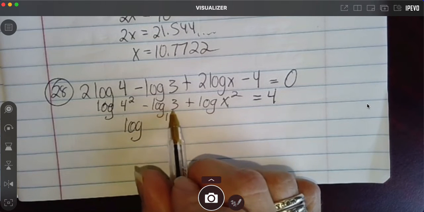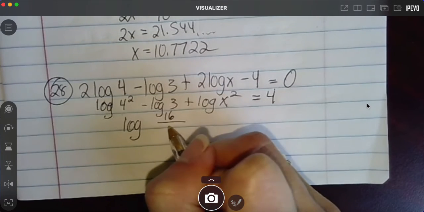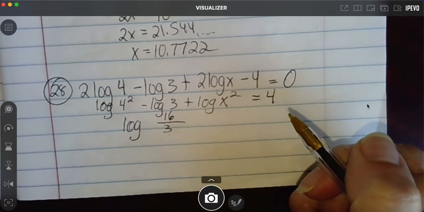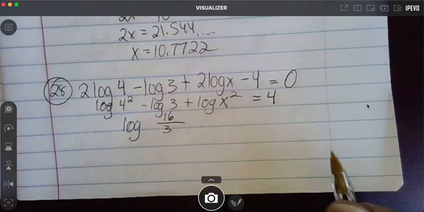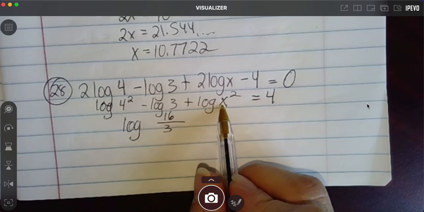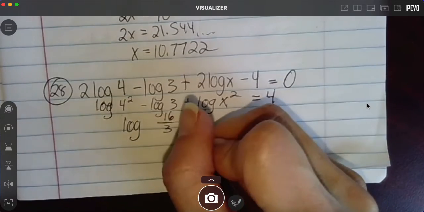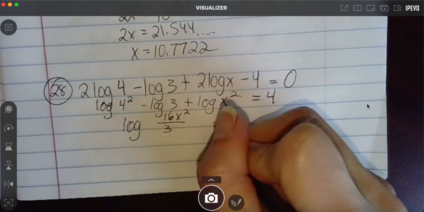Log 16. The 3 goes in the denominator, since it's being subtracted. And where does the x squared go? It's not being subtracted. It's being added, so it stays in the numerator. And it equals 4.